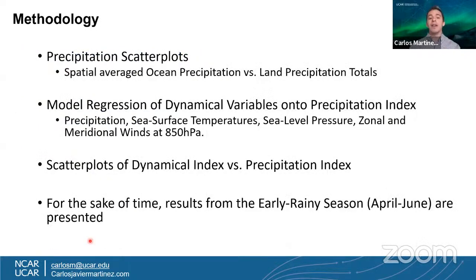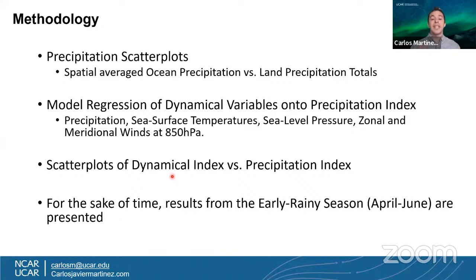So for the methodology, I looked first at precipitation scatter plots between ocean-only and land-only precipitation totals to see if there are differences there. And then I regressed, using all of the models, several dynamical variables that I know from my previous work inform the hydroclimate in the Caribbean onto the precipitation indices across the different subregions. Then I looked at scatter plots related to where I'm finding the model regression and those intermodel differences to be highest in the correlations, and looked at spatial averages of those to produce dynamical indices versus those precip indices.